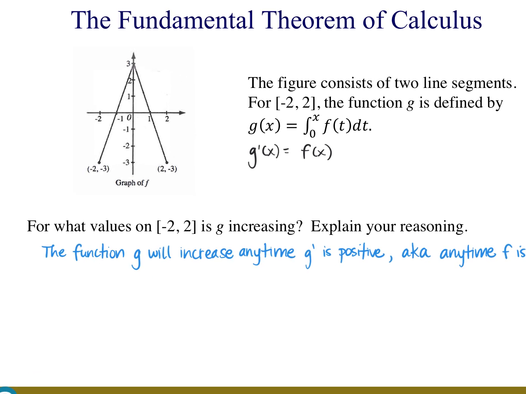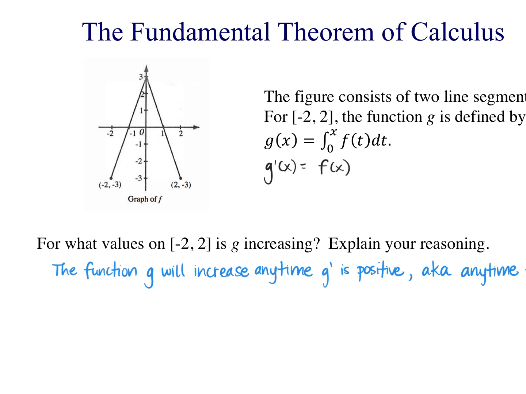All right, when did you think f was positive? Well, hopefully you identified the sections of f that are above the x-axis, which is the interval from -1 to +1. And that answers the question. Okay, when does the value of g increase? g will increase anytime g prime is positive, aka anytime f is positive, and that happens between -1 and 1.